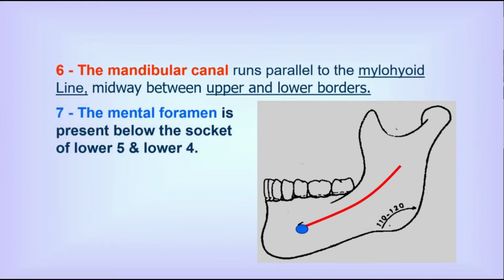The mental foramen is present below the socket of lower 5 and lower D. Actually, it is in between the socket of the lower 4 and lower 5. Why? It was under the lower 4, I mean D, but gradually the mandible has developed and elongated in the horizontal dimension. So the mental foramen has shifted its position towards the 5. It becomes between the socket of the lower 4 and lower 5.